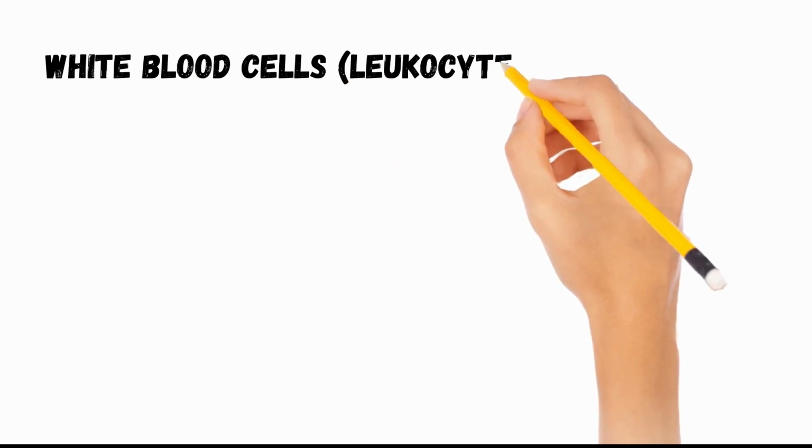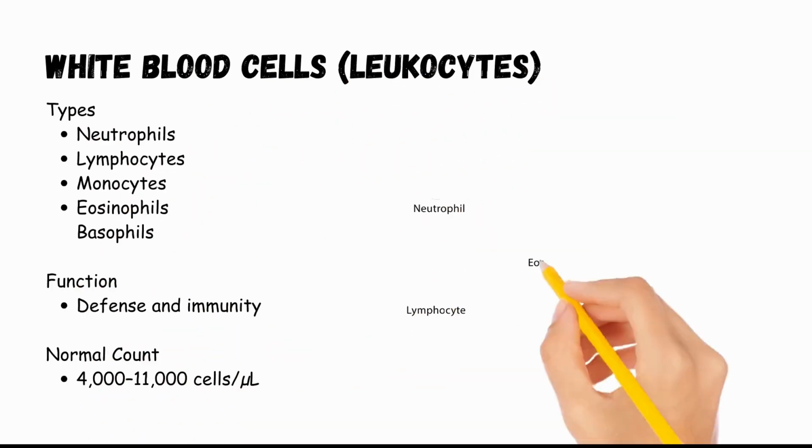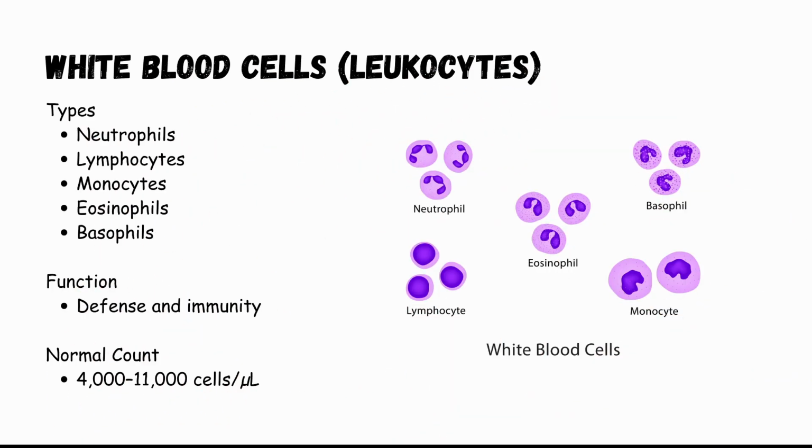White blood cells are responsible for immunity and defense. There are 5 major types: neutrophils, fight bacterial infections; lymphocytes, important in adaptive immunity; monocytes, become macrophages; eosinophils, fight parasitic infections; basophils, involved in allergic reactions. An increased WBC count is called leukocytosis, while a cancerous condition affecting WBCs is leukemia.